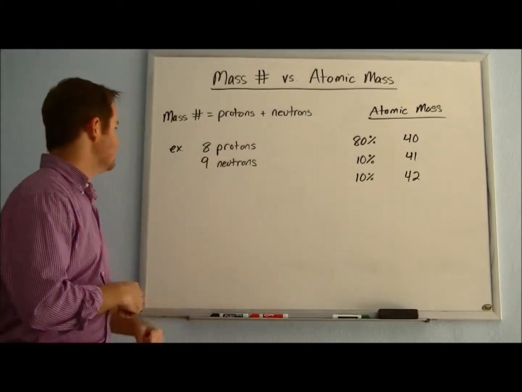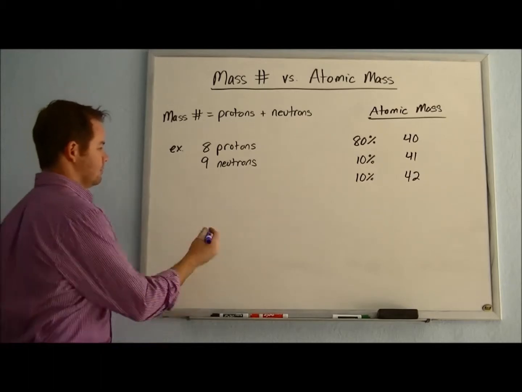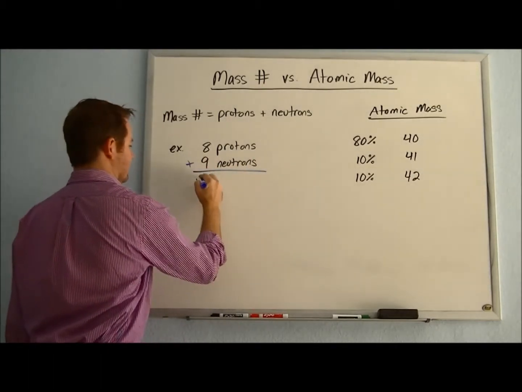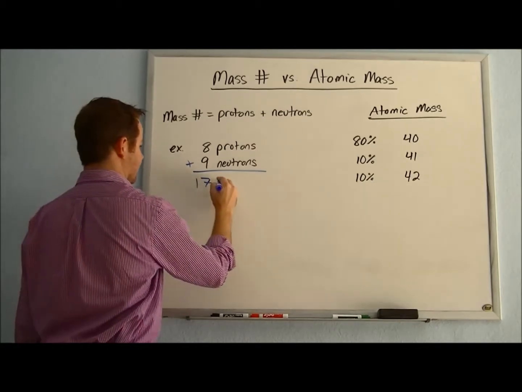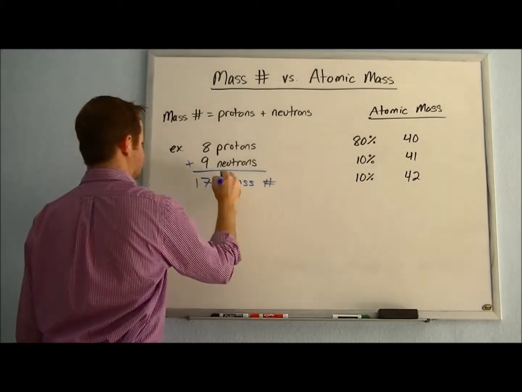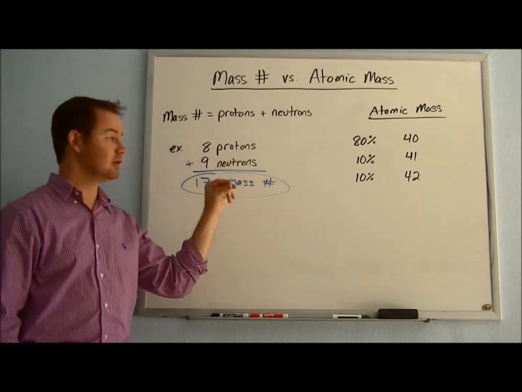So, an example of a calculation of that, if you have an atom that has 8 protons and 9 neutrons, to find the mass number, we simply add them up. That mass number would equal 17 for that particular atom.